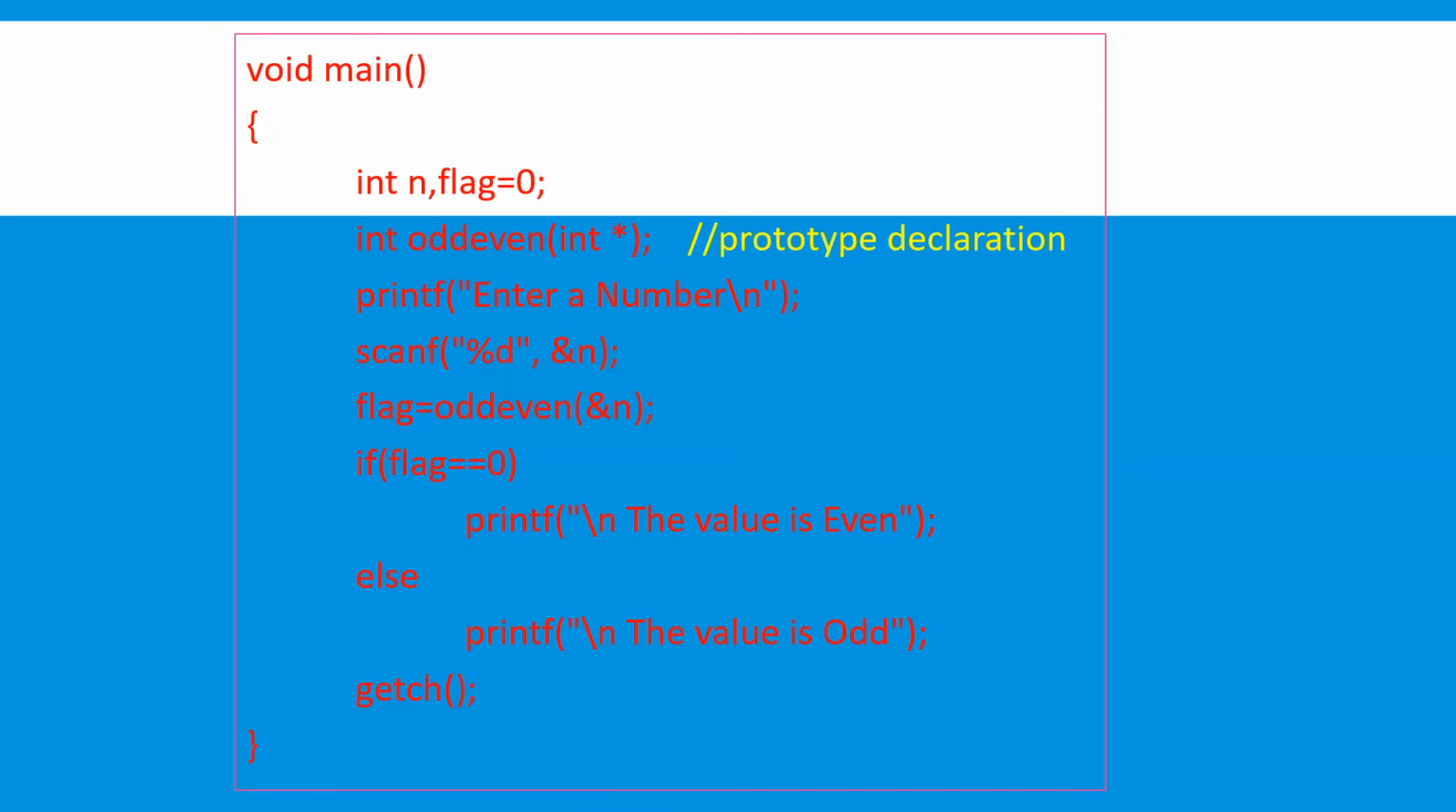So this is the main program. So we are declaring the variables int n, flag equal to 0. Next line is the prototype declaration for the function we are using. So please note int odd even within bracket int star. That is all we have to declare the prototype for the function. Then printf enter a number, scanf ampersand n, flag equal to odd even ampersand n. Here again the address of n variable is passed to the function. And later in the program, once we have the content in flag variable, we look at the status of the flag. If flag equal to 0, we have the answer even, else we say the value is odd.